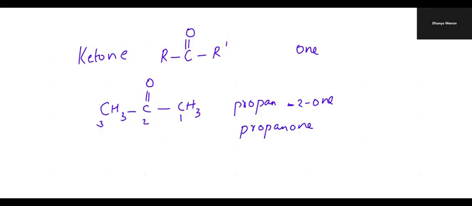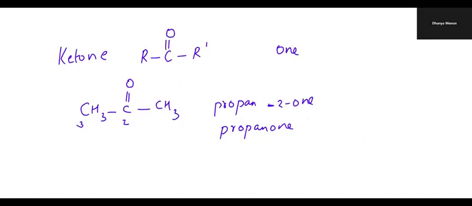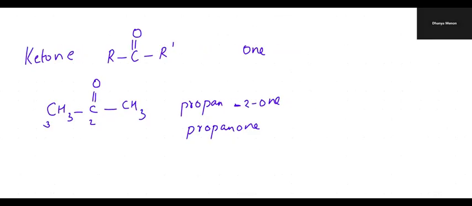This has to be the first member, because if this alkyl group is not there, if it is H, then it will become an aldehyde. So this is the first member, and this is one of the commonly used ketones, and the common name is very important, because mostly for this the common name is used, which is called acetone. Sometimes instead of propanone, they prefer to use acetone. So you must know the common name of the first member.